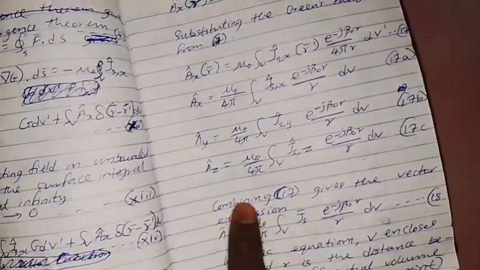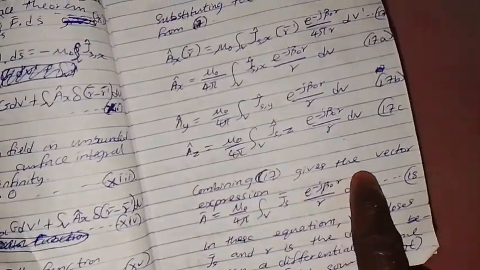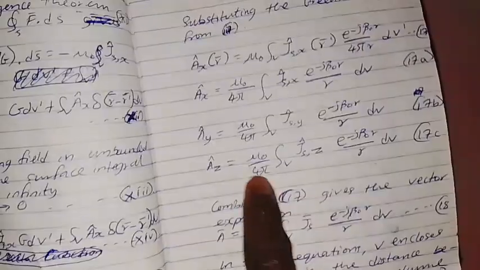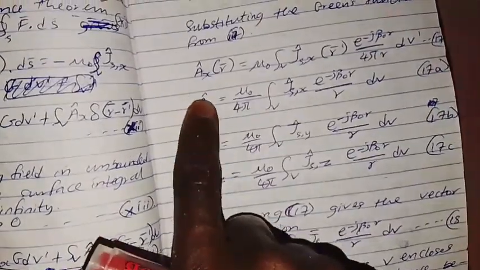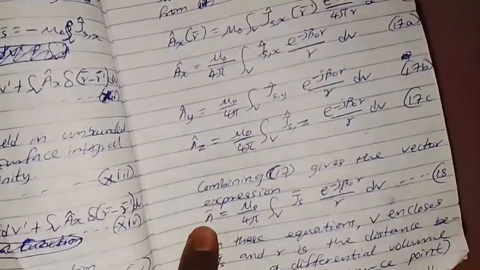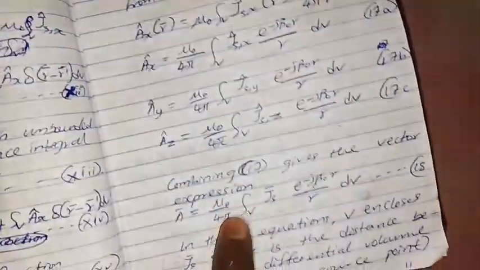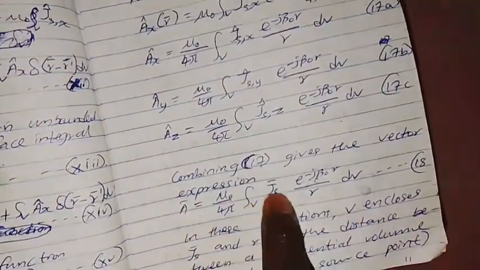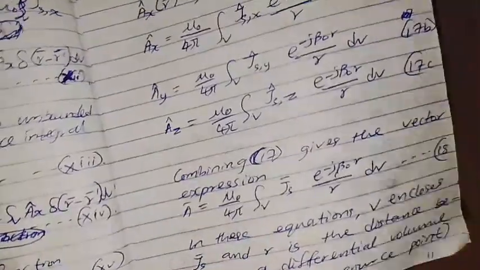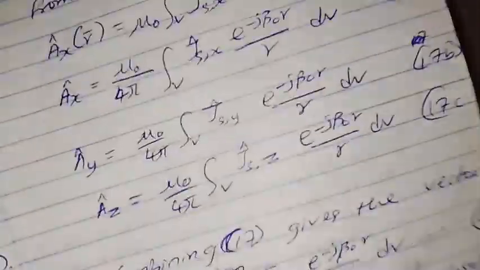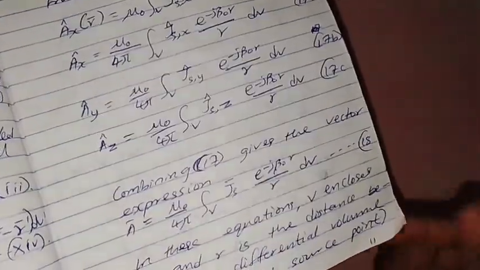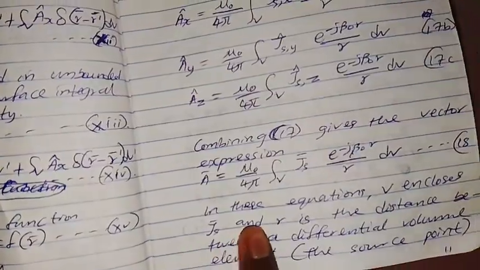Okay. So combining 17 gives the vector expression. So instead of writing A x, A y, A z, just write A. The vector A equals all these things. I forget all those x, y and z, and just write all these ones like that. This is the magnetic vector potential. Now we've finally gotten an expression for it.